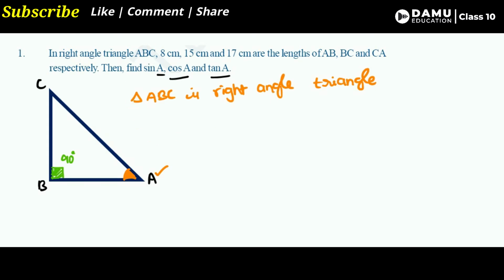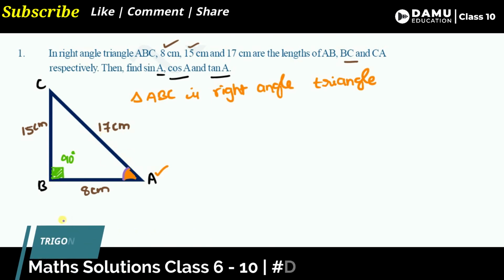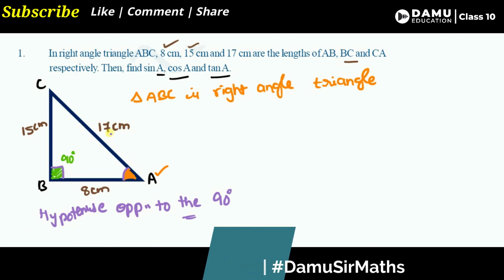So what are the conditions they have given here? The conditions AB, BC, CA. First value AB is 8 centimeter. Then BC is 15 centimeter and CA is 17 centimeter. Before going to that we should know what are the base and angles. So this is the angle and this is the hypotenuse. The hypotenuse is always opposite to 90 degrees, opposite to the right angle. So for this, the hypotenuse is opposite.